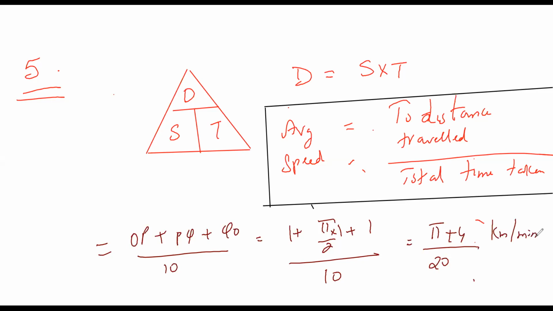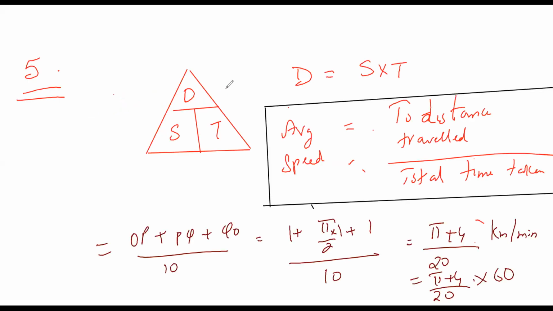So to convert this into per hour, I multiply by 60. So pi is 3.14, I can write. So pi plus 4 by 20 into 60. And the answer of this is 21.4 kilometer per hour. That's it. So please copy down this thing. Fifth one.